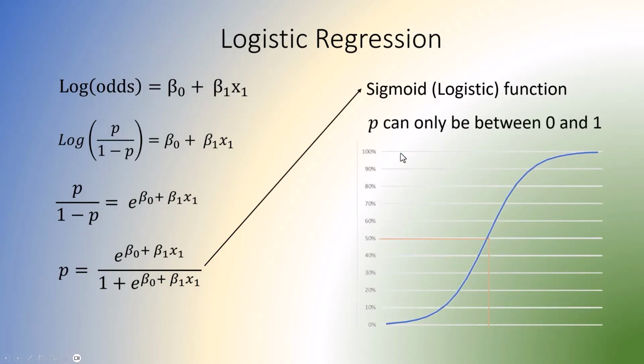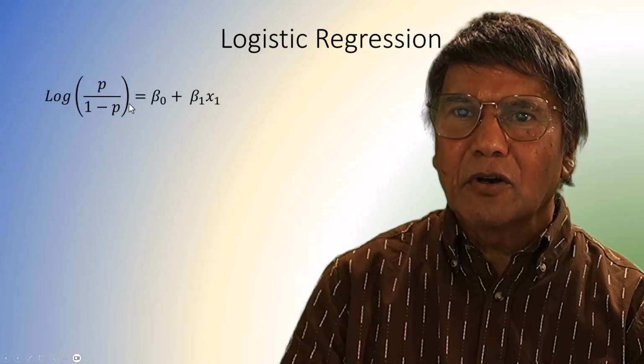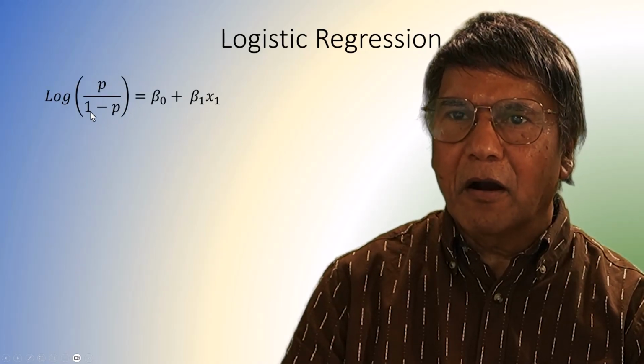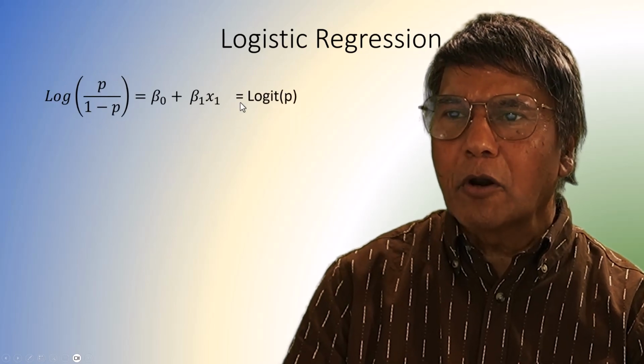So basically our regression is on odds. Our dependent variable will be log odds, and the independent variables, whatever we have. And this is the idea behind logistic regression. So we have log odds, also called logit P.